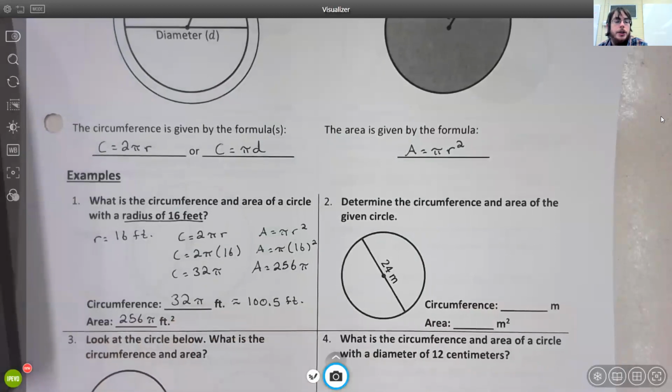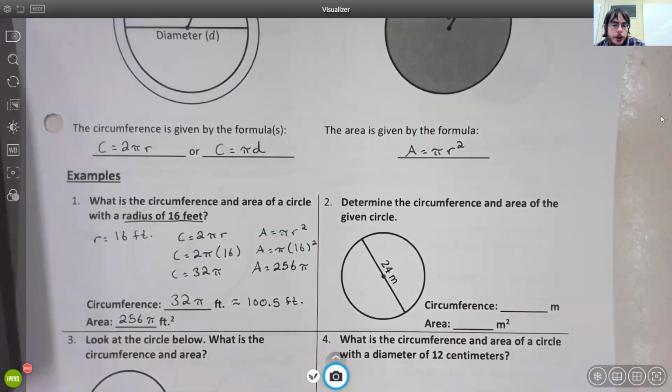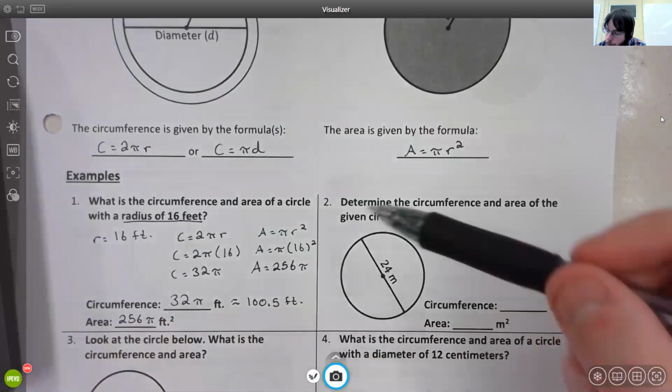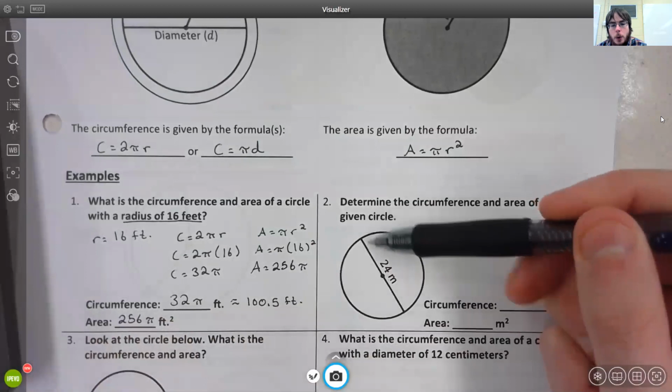And that's how you determine the circumference and the area. So let's look at number 2. Number 2 has a picture along with it. It's got a circle there, and it wants us to determine the circumference and area again. So look here. What do you notice about that 24?